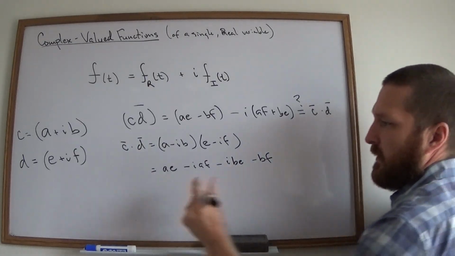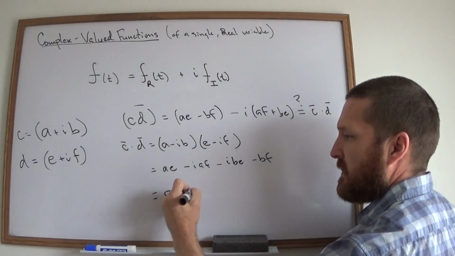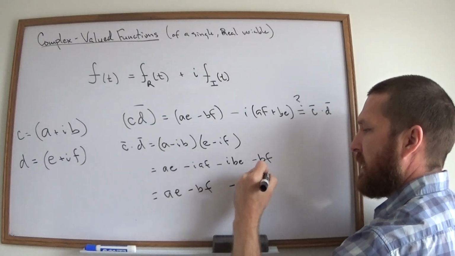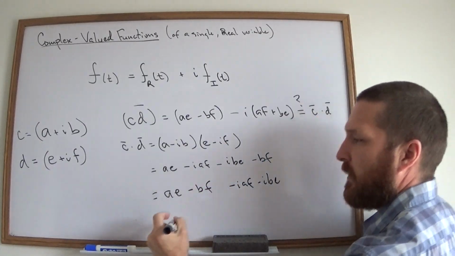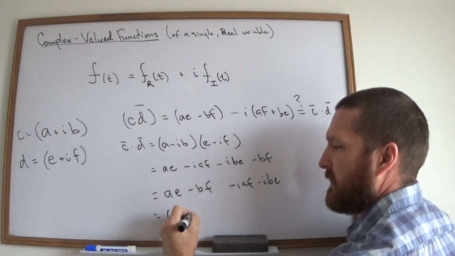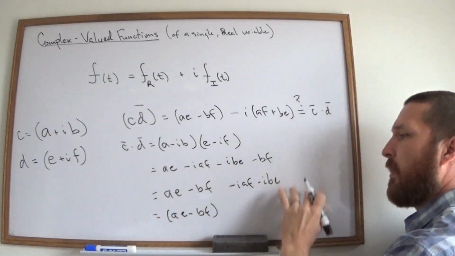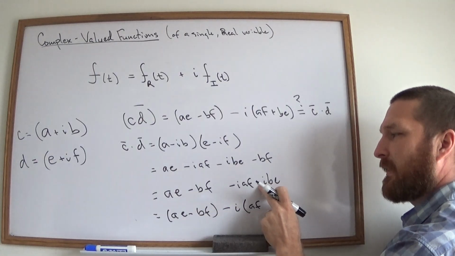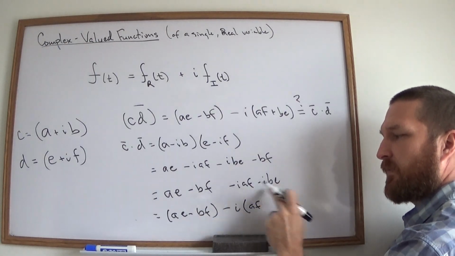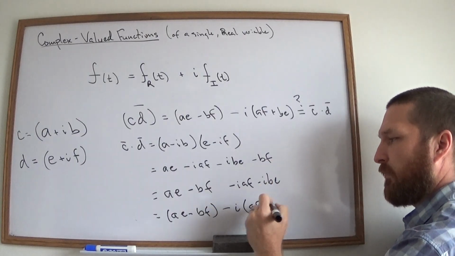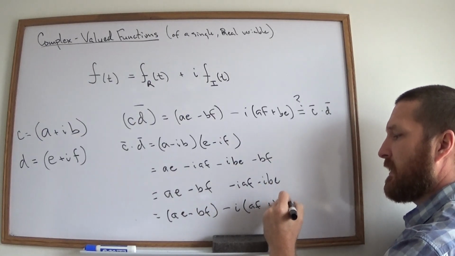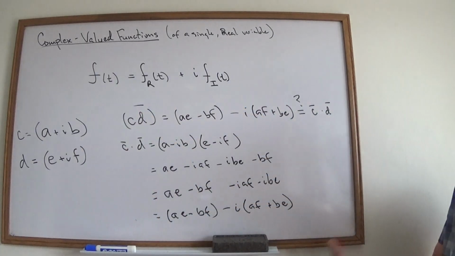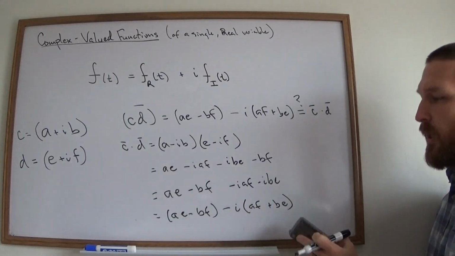Rearrange these. This is the same thing as AE minus BF minus IAF minus IBE. Pull out the minus I and I get AE minus BF minus I times AF plus, because I pulled out a negative in both cases, the minus came out, so that gives me a plus BE. Is that the same thing as doing it that way? Yes, okay. So that's what I wanted to show.